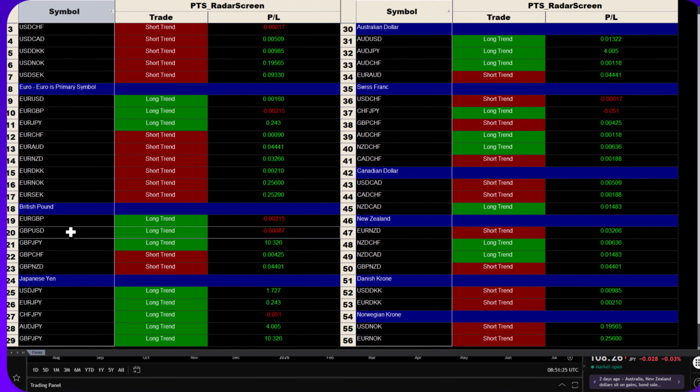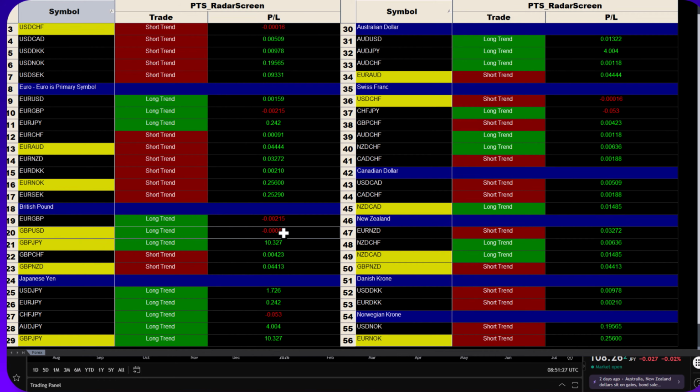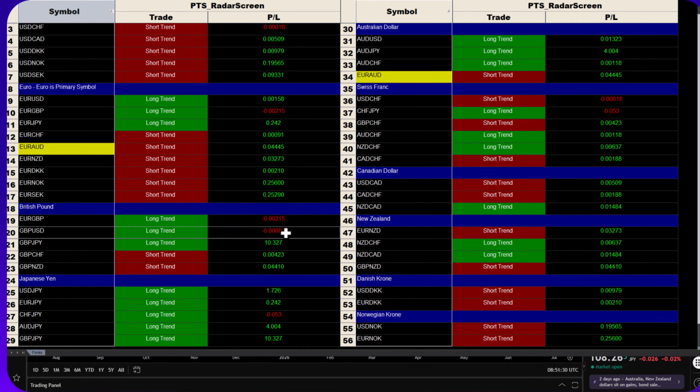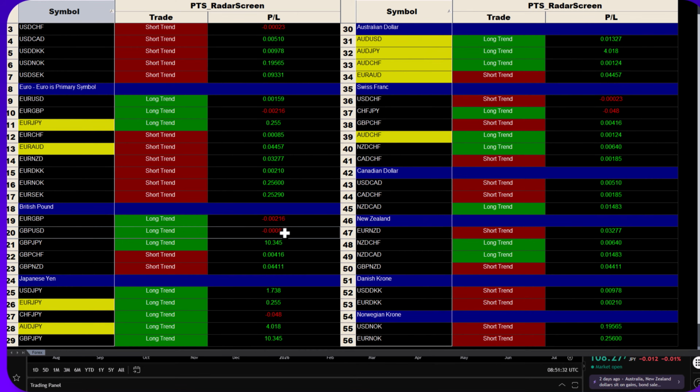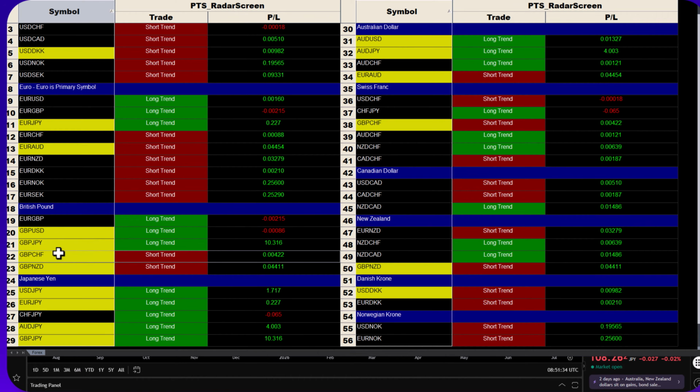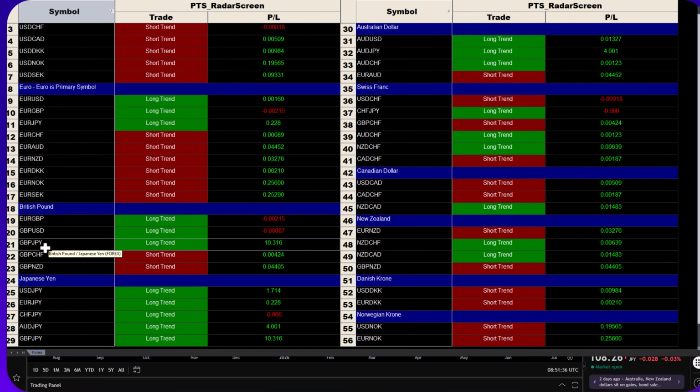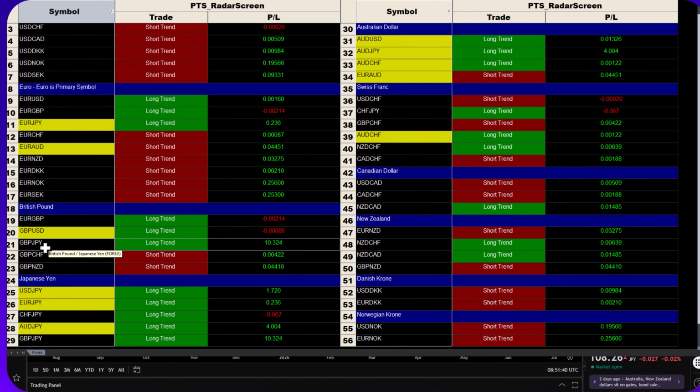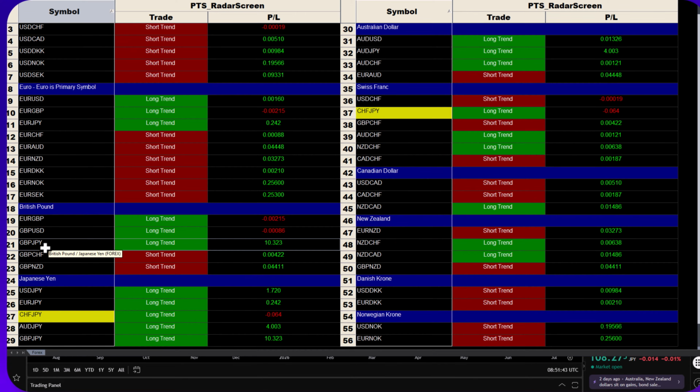Okay, so coming down here, the British pound, pretty red here, down 8 pips. The key here on the system, it gets you out of trades really early and gets you staying in trades for a long period of time. And that's what the risk profile is if you want to make consistent profits trading the markets.